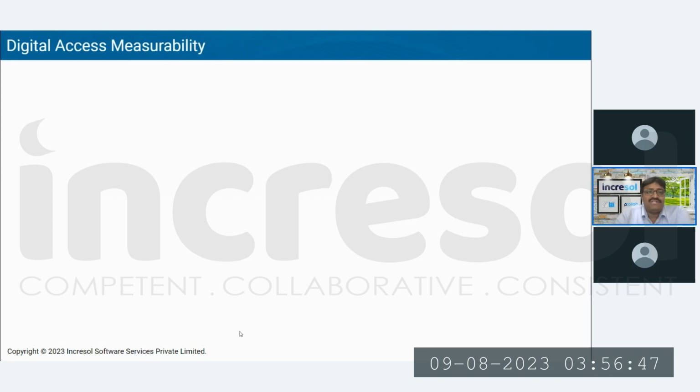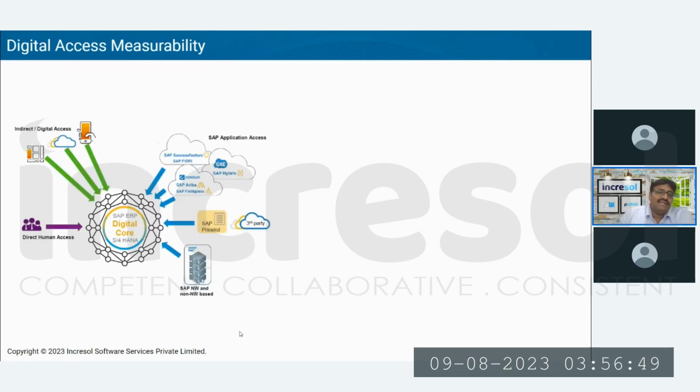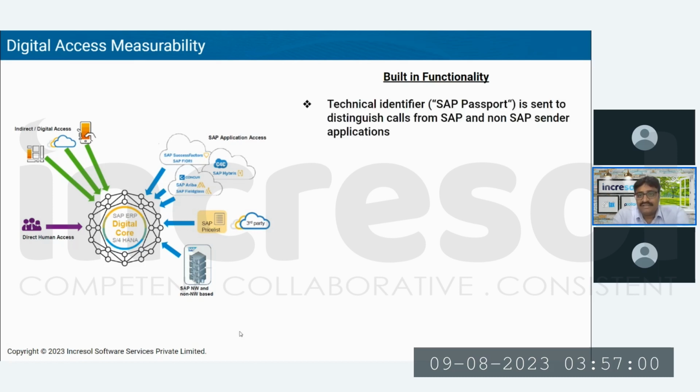Okay, so how do we measure this digital access? For the measurement point of view, SAP has given some built-in functionality within SAP ECC and SAP S/4HANA, both cases. They are using one technical identifier called SAP passport. Okay, this is an old approach only, the SAP passport mechanism. So this SAP passport is considered as a technical identifier to distinguish if the document is created from an SAP family system or created by a non-SAP system.